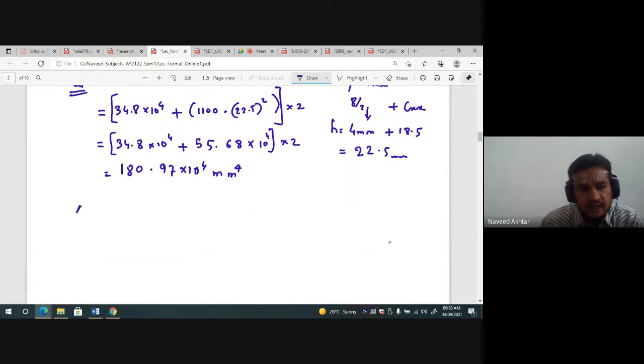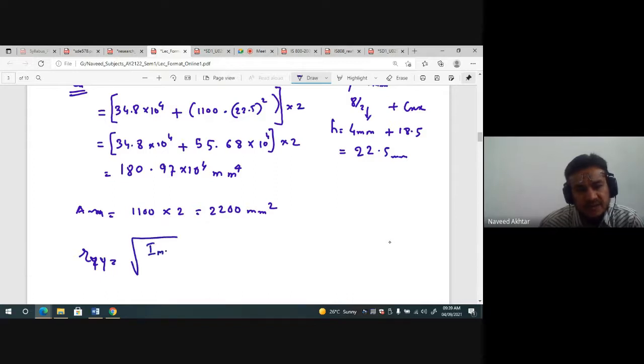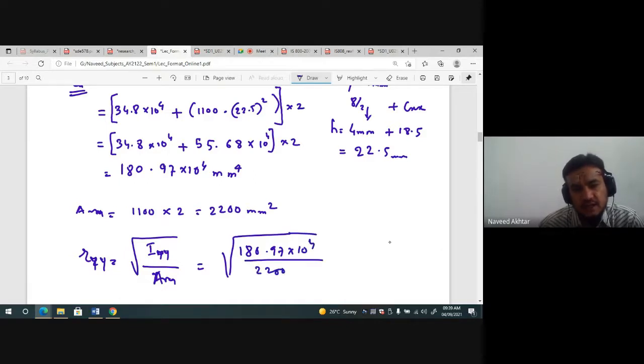Now area of single angle is 1100. So the area we will also double. I will find out the RZZ or RYY, which is equal to under root of I minimum, IYY, upon area. We know the area, and we know I, 180.97 into 10 raised to 4 divided by area, is coming under root of 822.6. Under root of 822.6 is coming 28.68 mm.